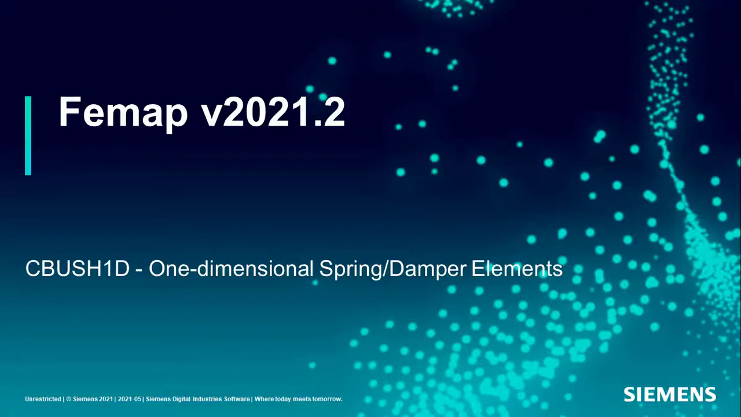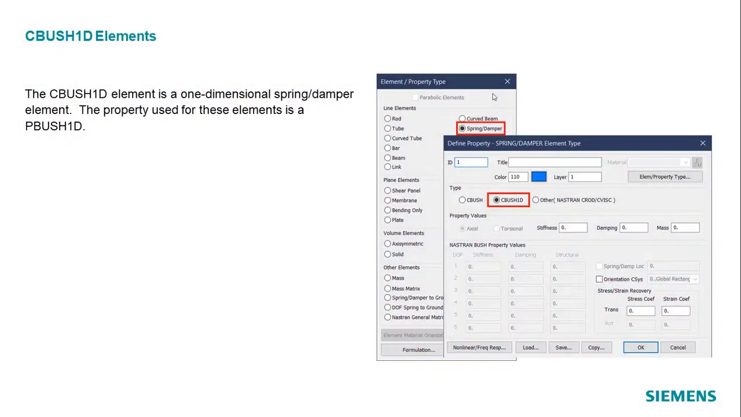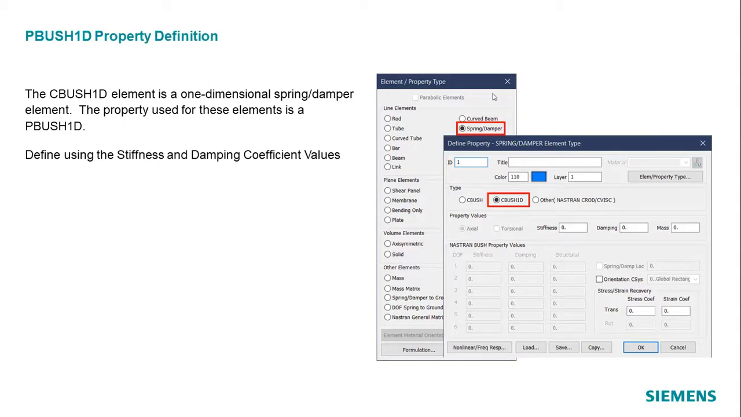With the release of FEMAP version 2021.2, FEMAP extends its support for Nastran with the creation and editing of CBUSH1D spring and damper elements. The CBUSH1D element is a one-dimensional spring damper element. The property used for these elements is a PBUSH1D.